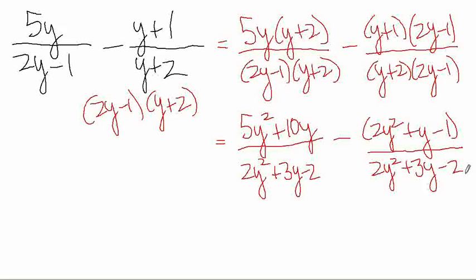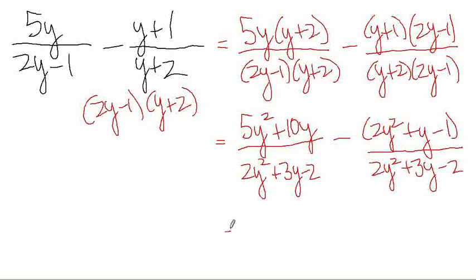Now, notice I put the second numerator in parentheses. I did that because I didn't want to accidentally think that the minus in the middle of the red rational expressions only applied to the first term, the 2y squared. You actually have to distribute that minus to all the terms of the second numerator. Okay, that's a common source of error in these types of problems.